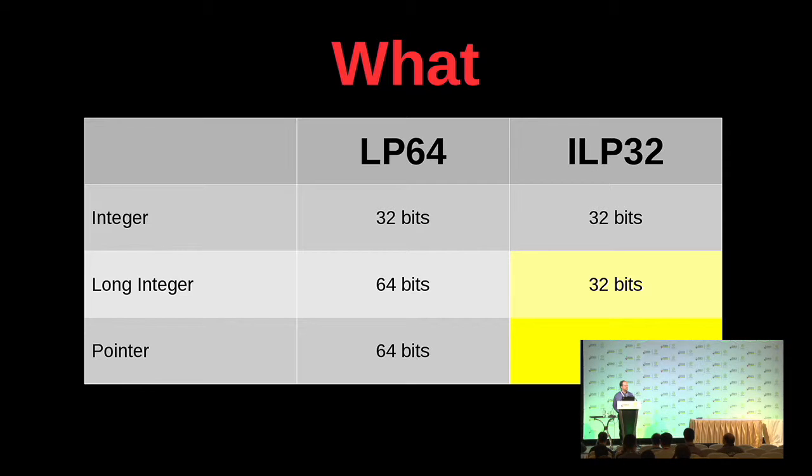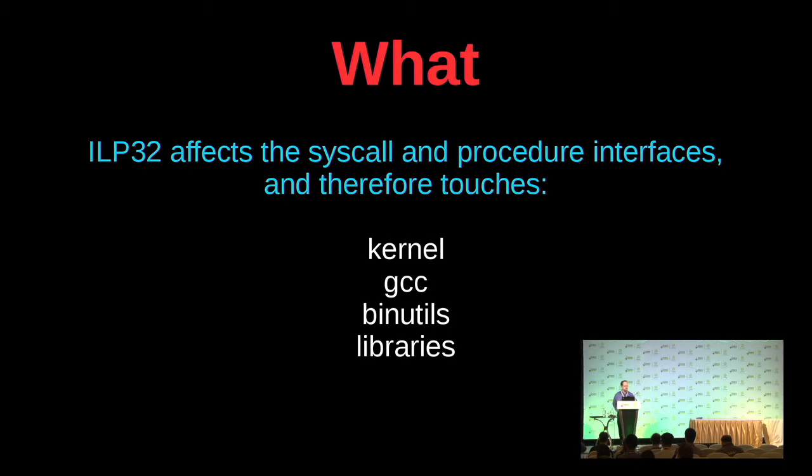So the important part here isn't really so much the fact that we're using 32-bit long ints. I think the more important part is the fact that we're using 32-bit pointers. But both of these come into play. In terms of what that impacts, obviously it hits the syscall and procedure interfaces, and it touches the kernel, GCC, binutils, and libraries. Obviously, glibc is a big piece of that. So it's got a fairly significant impact across the system.